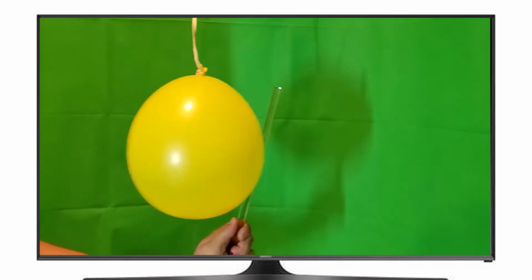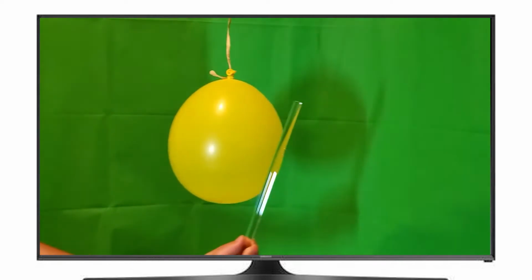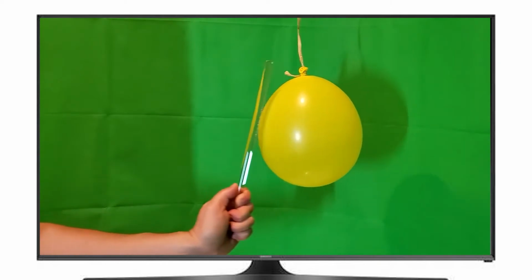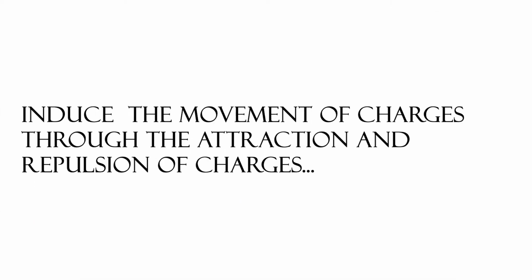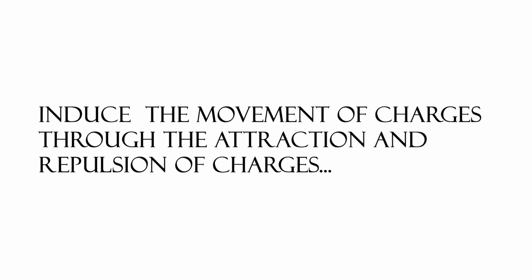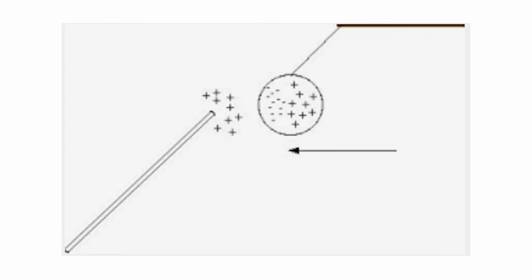In the balloon, glass rod and cloth experiment, I have demonstrated charging by contact. Then, would it be possible to charge objects without contact? Yes, actually. This process is called charging by induction, where you induce the movement of charges through the attraction and repulsion of charges. As demonstrated in this diagram, the positively charged glass rod attracts the electrons on the pith ball and induces an electrostatic charge.